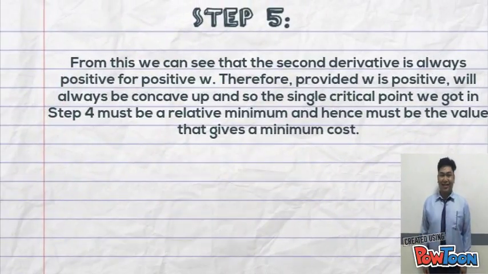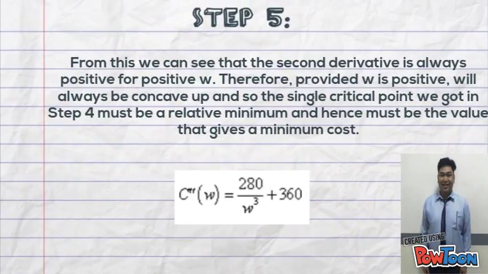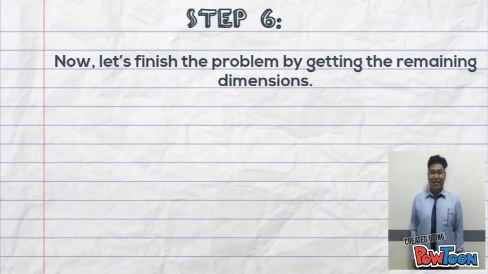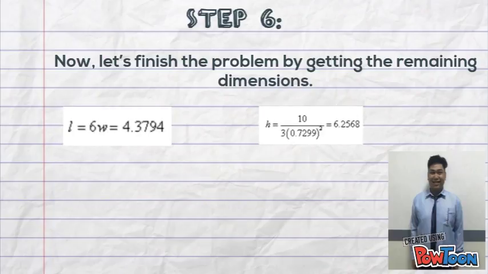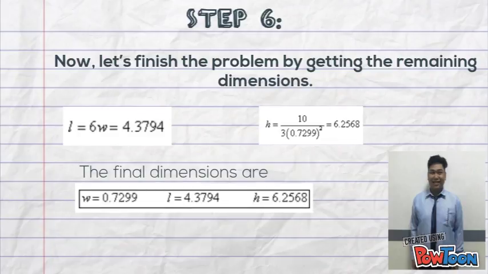From this, we can see that the second derivative is always positive for positive W. Therefore, provided W is positive, it will always be concave up, and so the single critical point we got in step 4 must be a relative minimum and hence must be the value. Now, let's finish the problem by getting the remaining dimensions. The final dimensions are W equals 0.7299, L equals 4.3794, and H equals 6.2568.